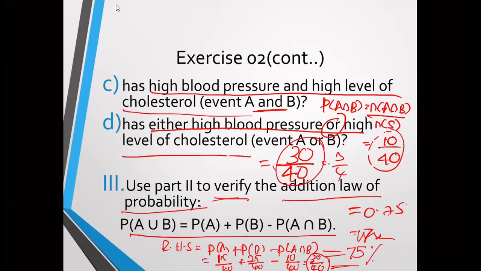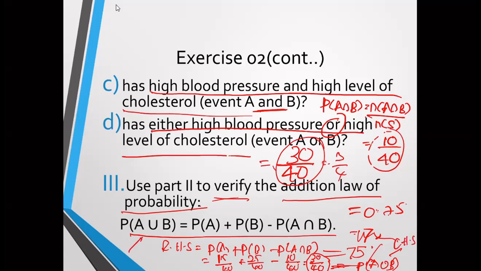That is what? Probability that he or she has either high blood pressure or high level of cholesterol or both. So that is going to be equal to probability of A union B, which was found earlier. That's the answer of part D. So that is equal to left hand side of the given statement.